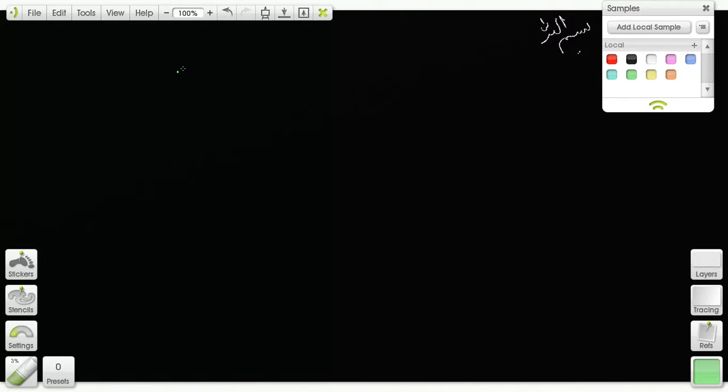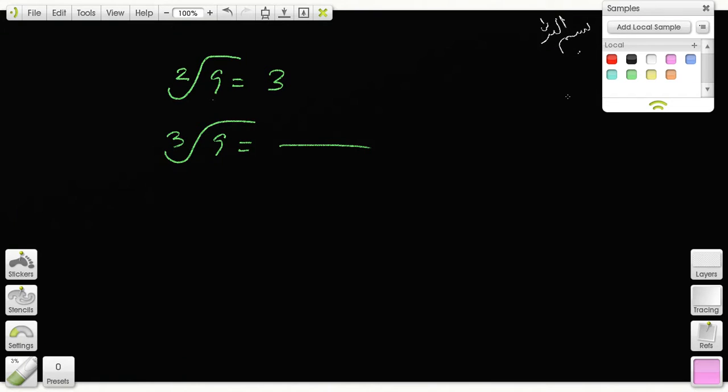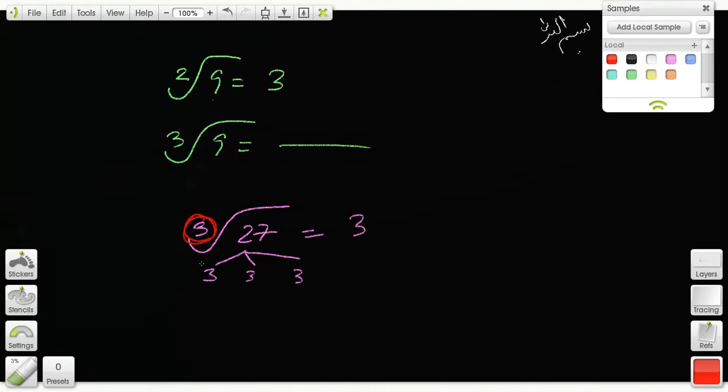Now, the square root of 9, therefore, is 3, because 3 times 3 is 9. Now, the cube root of 9 is not a nice number. It's going to be an irrational number. But how about the cube root of 27? That's a nice number, because what is that? 3 times 3 times 3. So the cube root of 27 is 3, because it's saying what number multiplied by itself 3 times. Does that make sense?